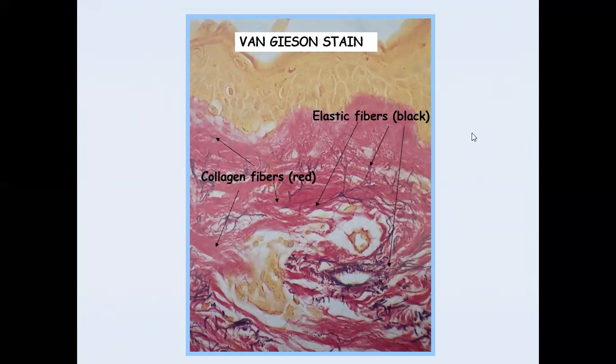If we do the special stains, this is the special stain for elastic fiber. Elastic fibers are present in the dermis, but they do not comprise the main thickness of the dermis. But these are important for maintaining the elasticity of the dermis. Elastic fibers are highlighted by elastic van Gieson stains.